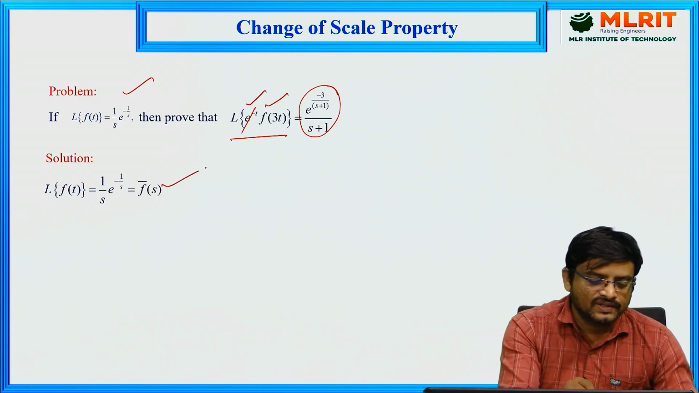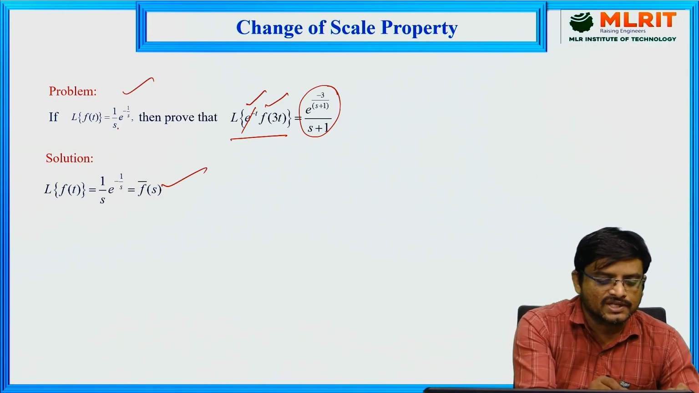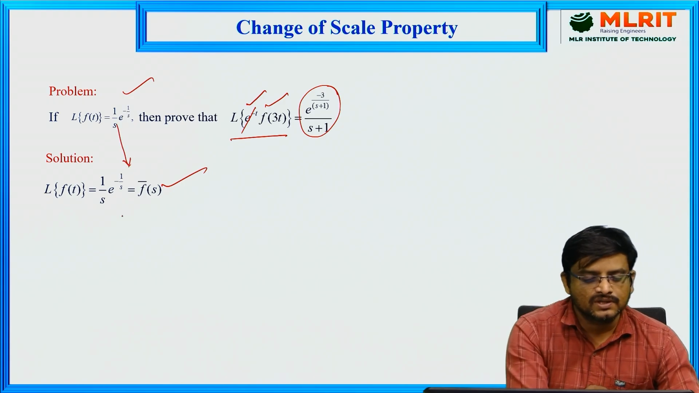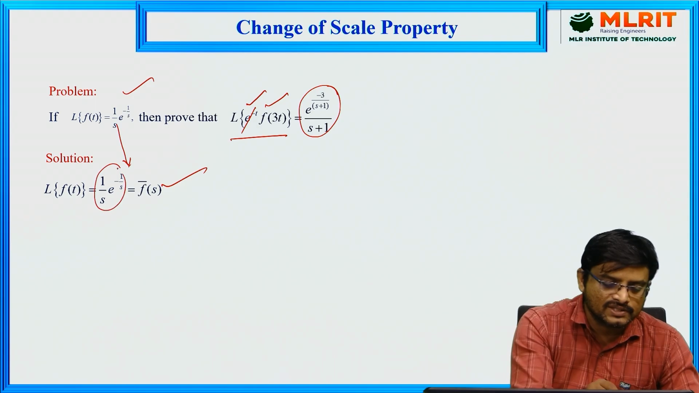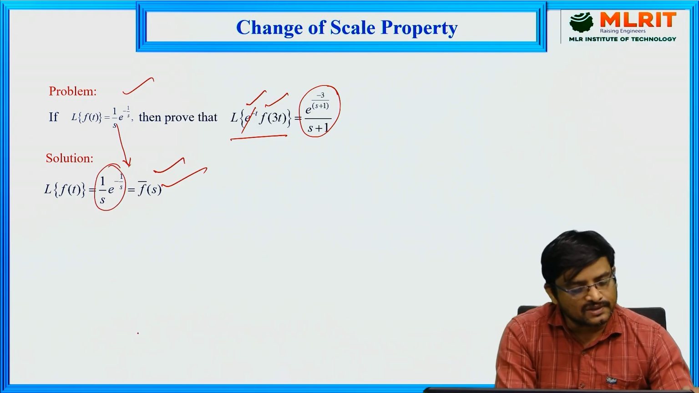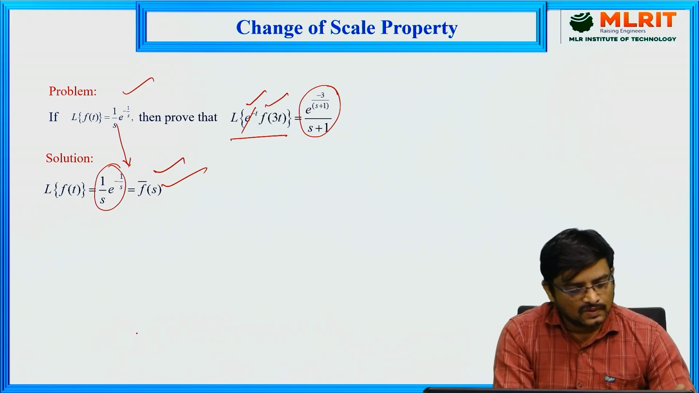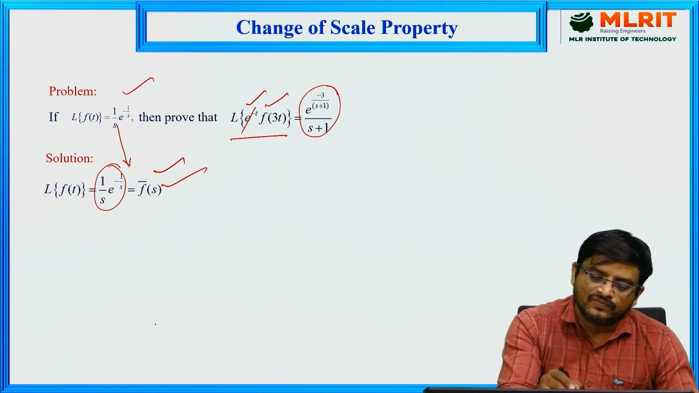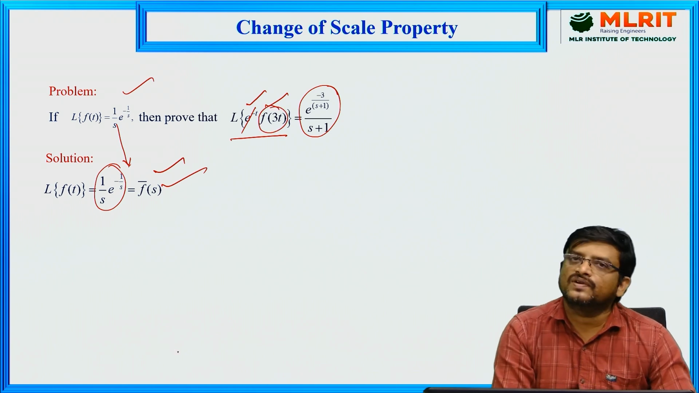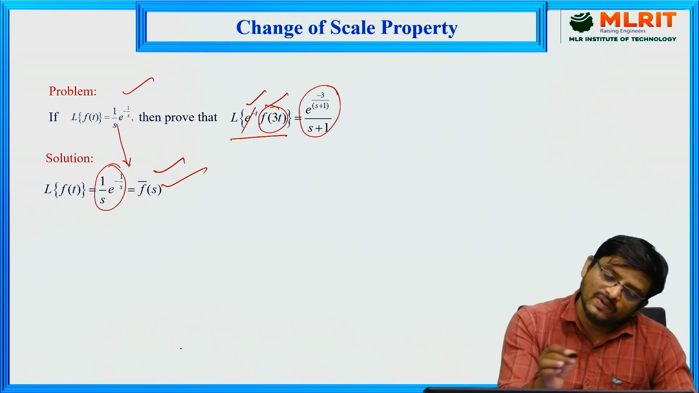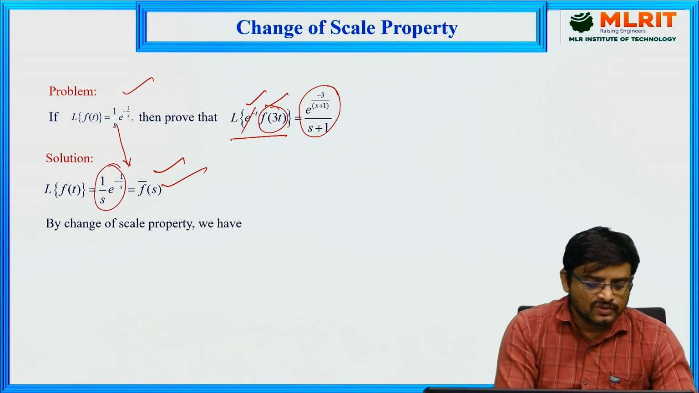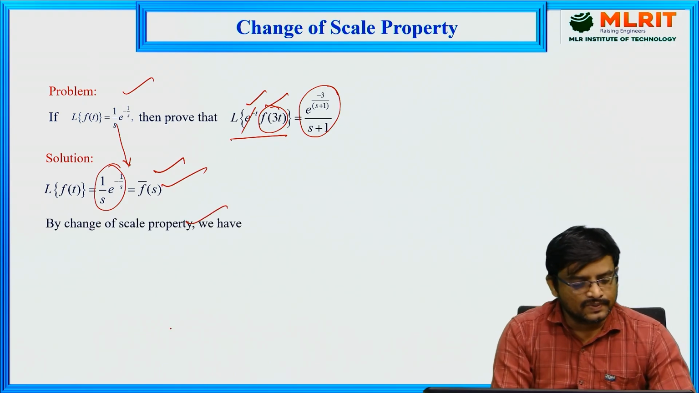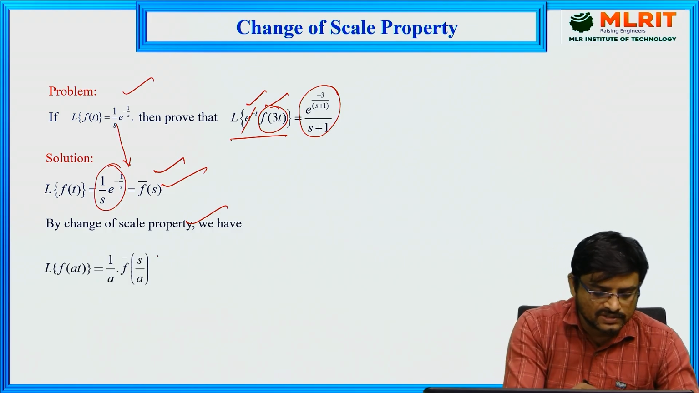So f of t, this is the given condition: Laplace transform of f of t is equal to 1 by s into e power minus 1 by s. Consider this entire value as f bar of s here. First, one by one, we will find the Laplace transform of f of 3t, and then we can go for the first shifting theorem. Now, by using the change of scale property, this is our formula.